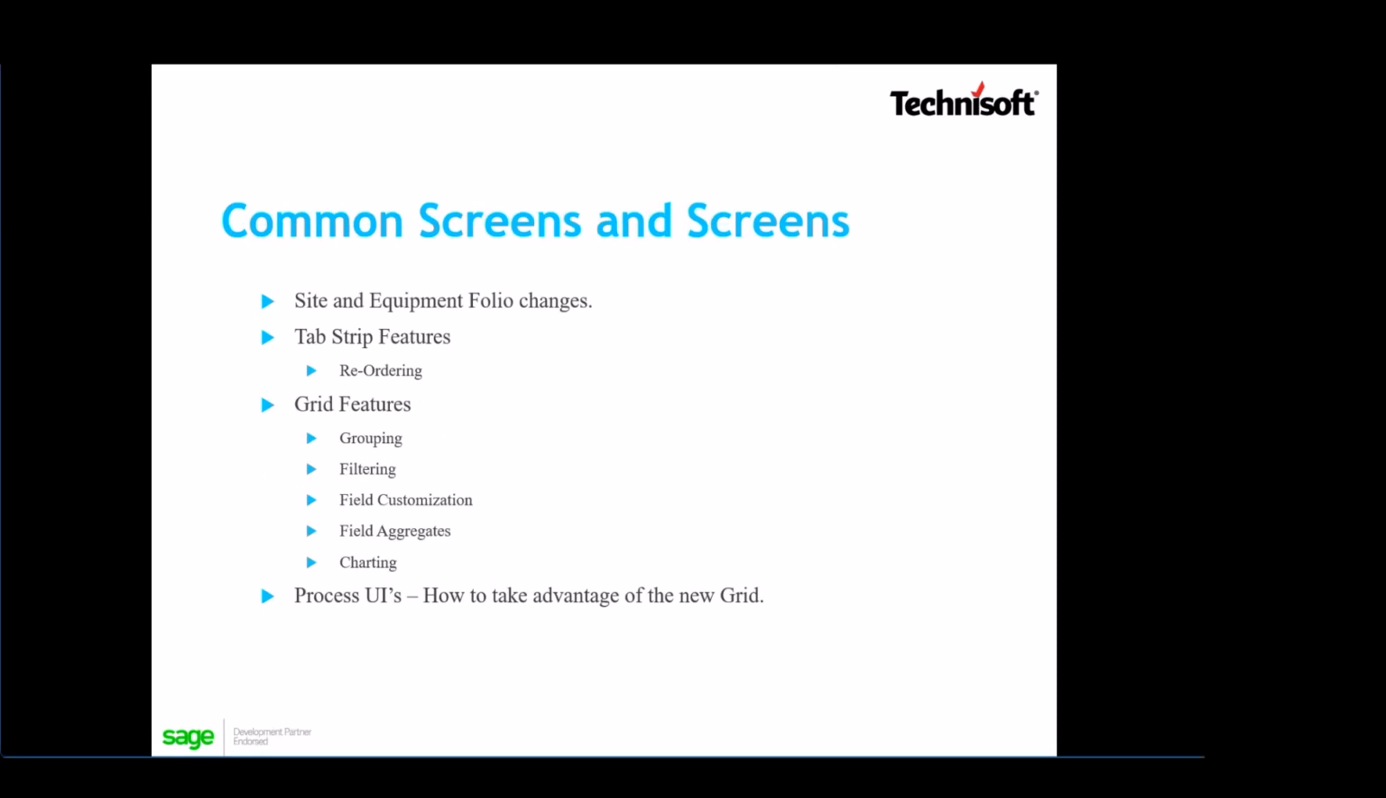In the common features in screens that we'll be looking at, we're going to have a quick look at the new folio changes in the site and equipment UIs. We're going to look at the tab strip reordering feature, and then we'll be spending a bit of time on the grid features to talk about what you can do with the grids that we've implemented throughout our web screens. We'll also take a look at process UIs and how we can take advantage of that new grid. How can we use the features of the grid to make our processing UIs a little easier for your users?